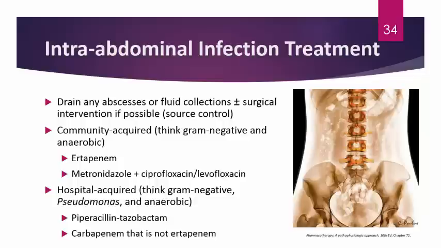For hospital-acquired infections, you think gram-negative, you think Pseudomonas, and you think anaerobic. So with hospital-acquired, think Pseudomonas for intra-abdominal infection. So as a result, you can use Zosyn or piperacillin-tazobactam because it'll cover gram-negative, Pseudomonas, and anaerobes. And you can use a carbapenem that, again, is not ertapenem because ertapenem will not cover against Pseudomonas.